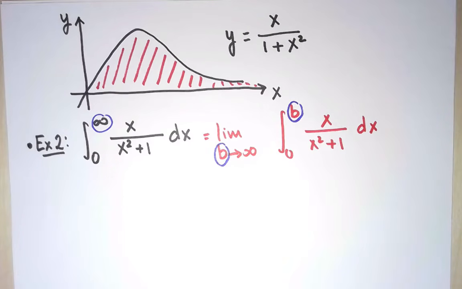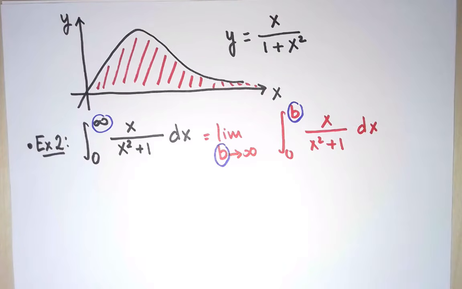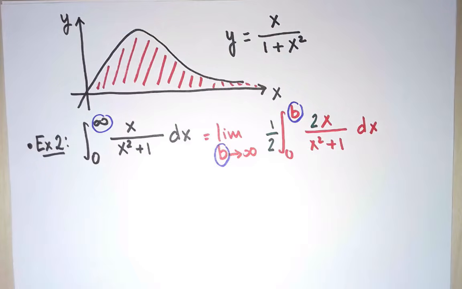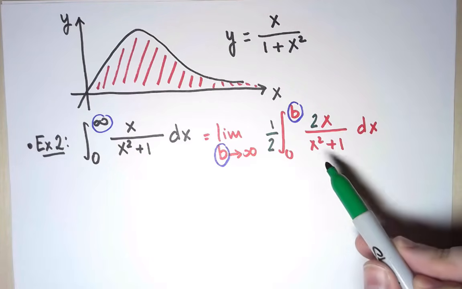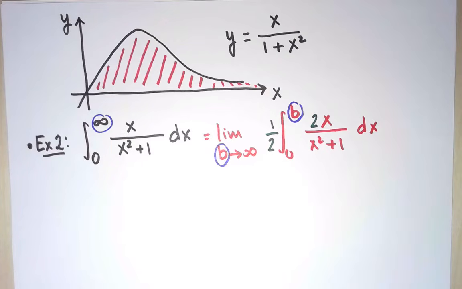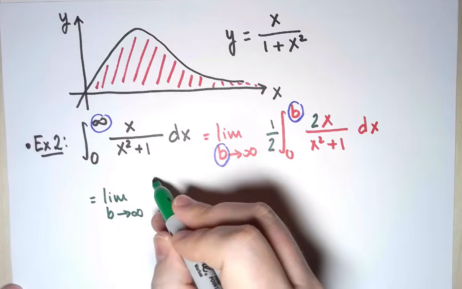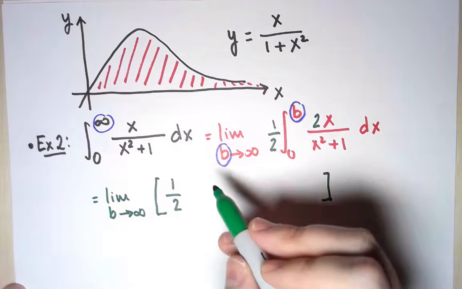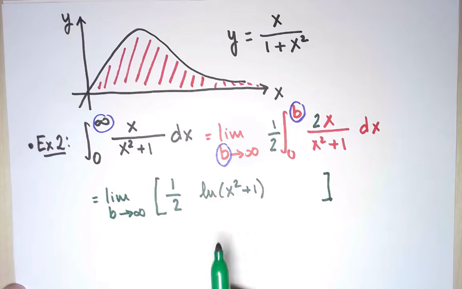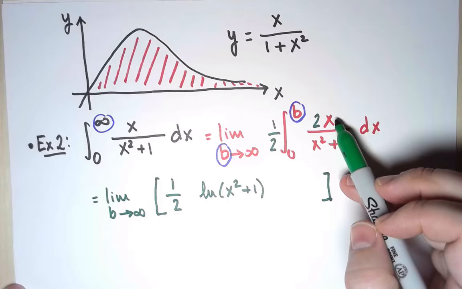To compute the integral, I need to find an antiderivative for this function. And perhaps it's clearer if I multiply it and divide by 2. Because now 2x is exactly the derivative of x squared plus 1. And that suggests that I know what an antiderivative of this function is. It will be simply the logarithm of x squared plus 1, because its derivative is 1 over x squared plus 1 times 2x from the chain rule.